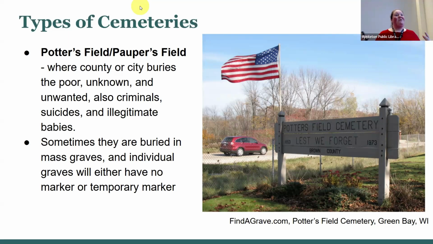So all these kinds of groups of people, unfortunately, are buried in these unmarked graves, usually in the potter's field or the pauper's field. Sometimes they're in a mass grave. Sometimes they do have individual graves, but there's either no marker or a temporary marker, or it might just be identified by a number, unfortunately. So an example here is the Potter's Field Cemetery in Green Bay, where it has no names of the people who are buried there, unfortunately.